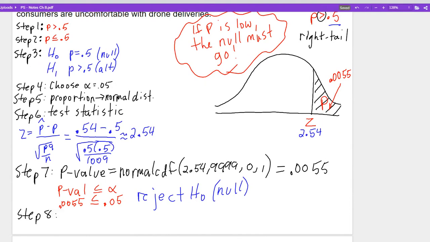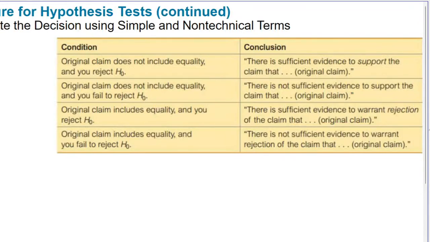Now, if you flip back a couple of pages to section 8.1, step 8 says restate the decision using simple and non-technical terms. I didn't spend a lot of time on this in 8.1 because it didn't make sense without an example. But basically, you've got to figure out which of these 4 things we're talking about. And so look at the original claim does not include equality, and you reject the null. Well, we definitely rejected the null, right? So it's one of the 2 that I just checked right there.